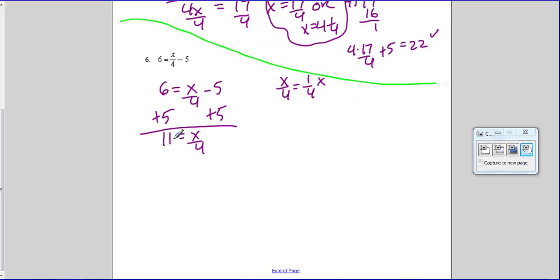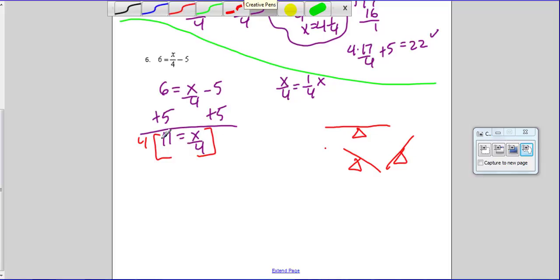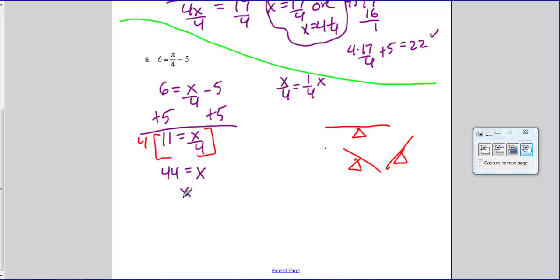So now I have 11 equals x divided by 4. To undo division, I use multiplication, so I'm going to multiply both sides by 4. Because what you do to one side of the equation, you must do to the other side. I want to keep the equation balanced. I don't want one side to be bigger than the other. So now 4 times 11 is 44. And on the other side, 4 divided by 4 is 1 times x is x. So x is 44, our solution.